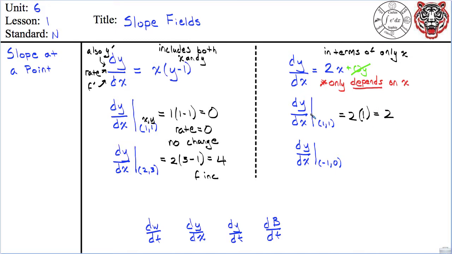So this is a rate of 2. Therefore, again, this is a positive slope, so the function is increasing. F is increasing. Okay, let's try plugging in -1, 0. So evaluating at (-1, 0), what is that going to be? Go ahead and do it yourself. It's going to be 2 times -1, no y to plug in, and that's just going to be -2. That's going to be a function decreasing.